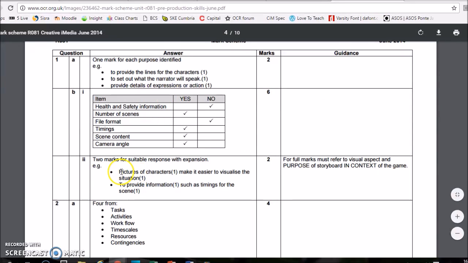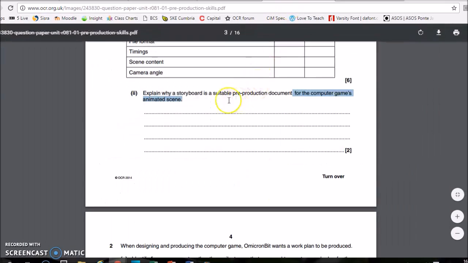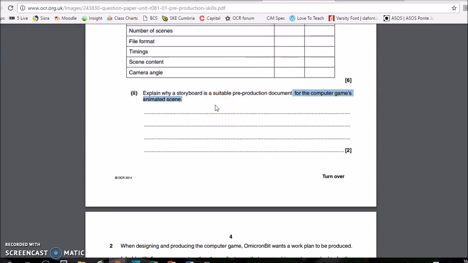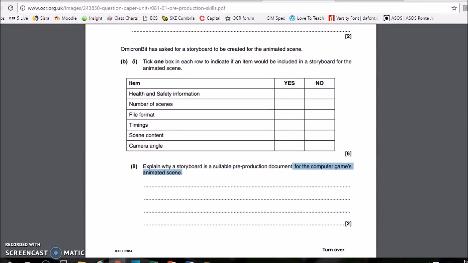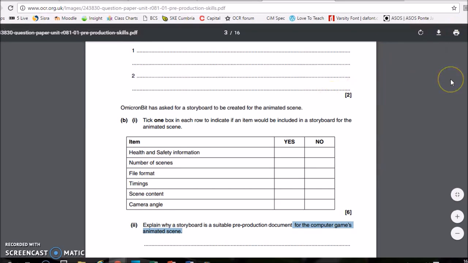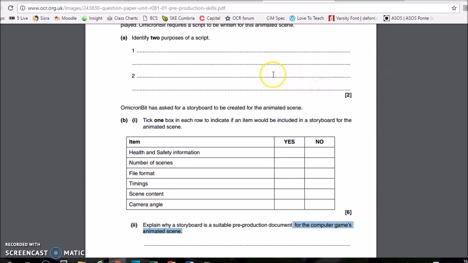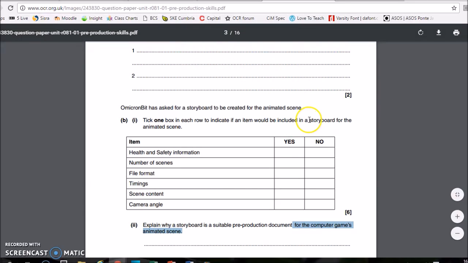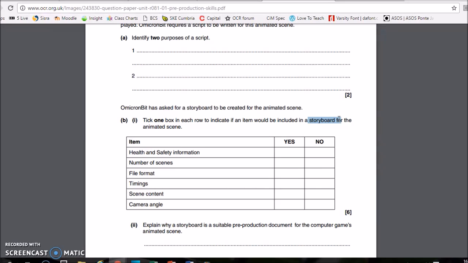The mark scheme says pictures of the characters will make it easier to visualise the situation, to provide information such as timings for the scene. So again, it's in context, it's given a feature of it and then why that feature is needed. So essentially there, you've got the same questions, just asked in a slightly different way. Be careful, because just what is asked in part A for a script doesn't mean that part B will be the same. It could switch, so take very good care to read carefully.